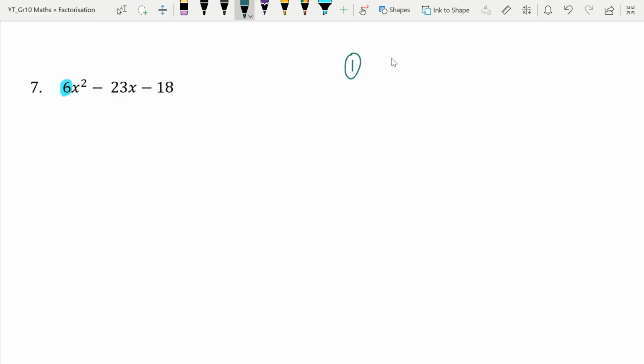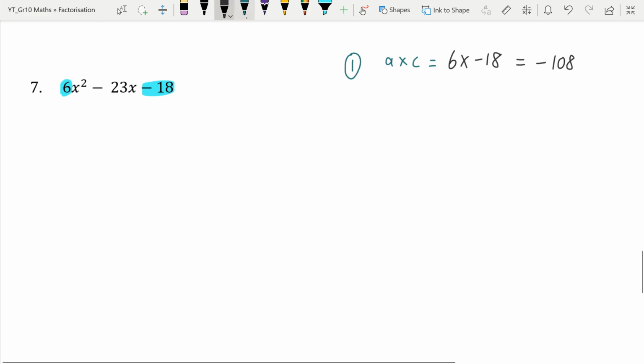What's our first step? We need to say a times c. In this case, it will be 6 times 18. Oh, that's a big one. What is 6 times 9? 6 times 9 is equal to 54, and then we just have to double that. So 6 times negative 18 is equal to negative 108. So be mindful of the sign there. Negative 108.